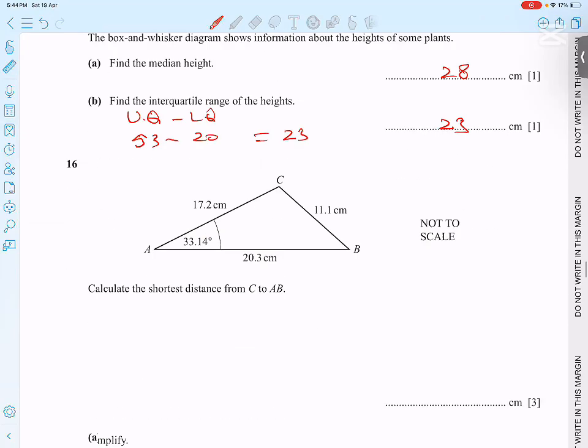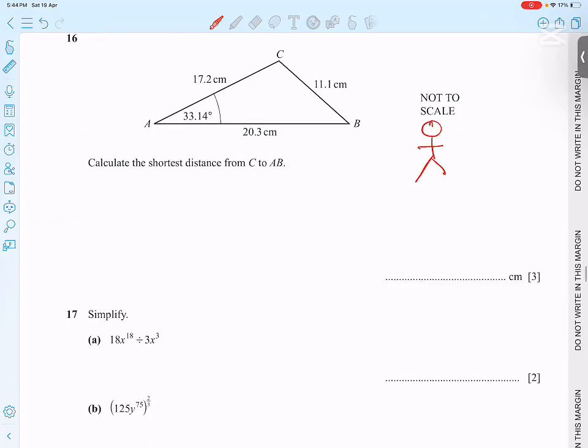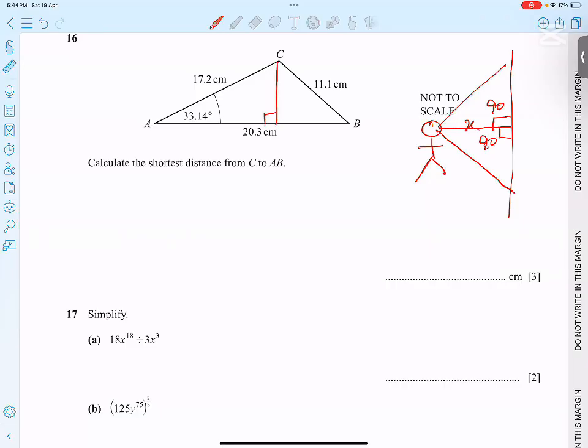The next question is number 16. It says shortest distance from. If a person is standing here, the best technique to understand: is it a short distance? No. Is it a short distance? No. This is the short distance. It means we have to draw a perpendicular, making 90 degrees, and this line is called the shortest distance. I will draw a perpendicular, 90 degrees, and this x stands for the shortest distance.